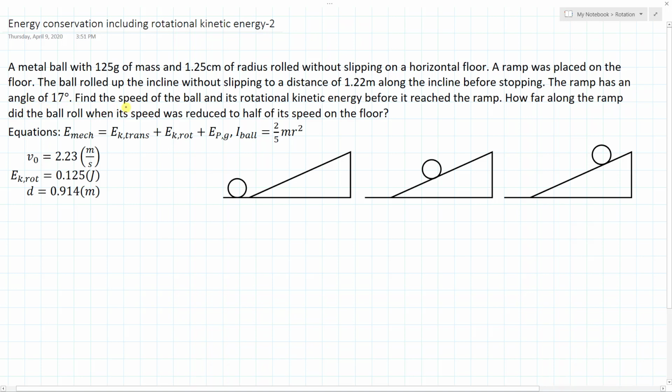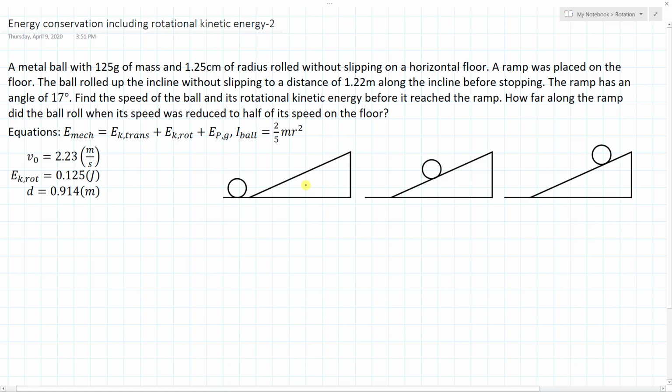So question 1, find the speed of the ball and its rotational kinetic energy before it reached the ramp. So how fast did it have to roll in order to get onto the ramp and stop at a certain distance? And then question 2, how far along the ramp did the ball roll when its speed was reduced to half its speed on the floor?